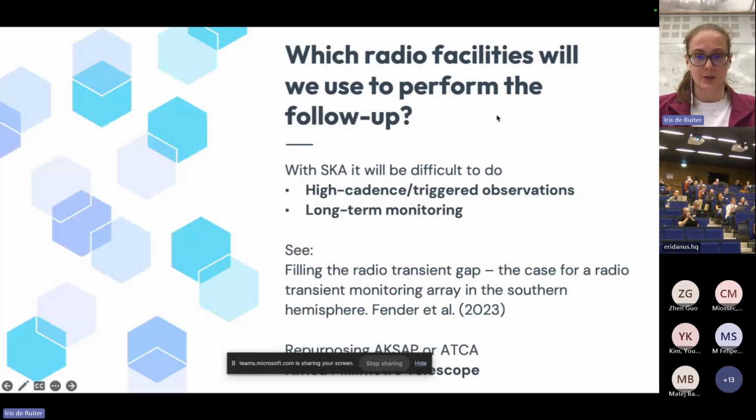Yeah, so coming back to this, which radio facilities will we use to perform the follow-up? I'm only a final year PhD student, so I'm not really in the business of thinking of new radio facilities, but there's this really interesting paper by Rob Vander and collaborators that has some discussion about filling this radio transient gap, and where they make the case for a radio transient monitoring array in the southern hemisphere. Some of the ideas include repurposing SCAP, not XAP, or ETCA, which are two radio telescopes in Australia, or the African Millimeter Telescope, which has been suggested maybe to be part of the EVN, so these very high resolution images of black holes, but could also potentially be interesting in terms of transient follow-up.